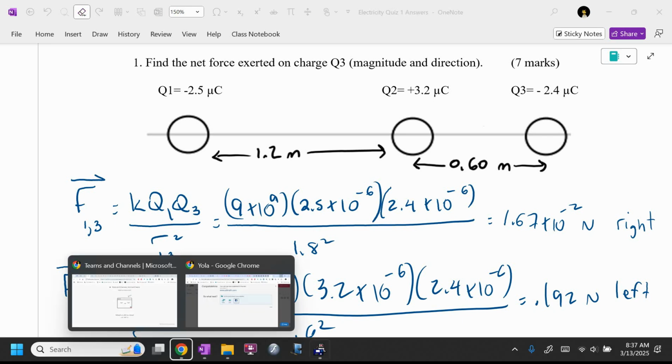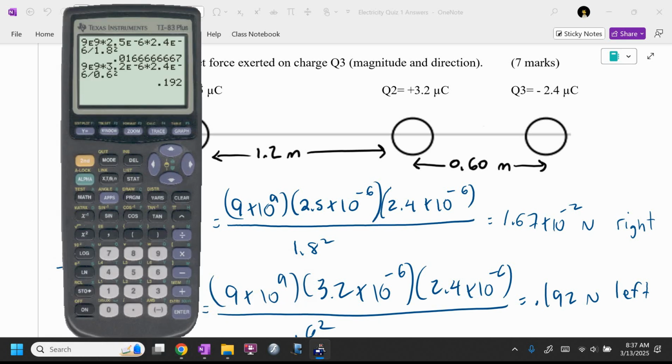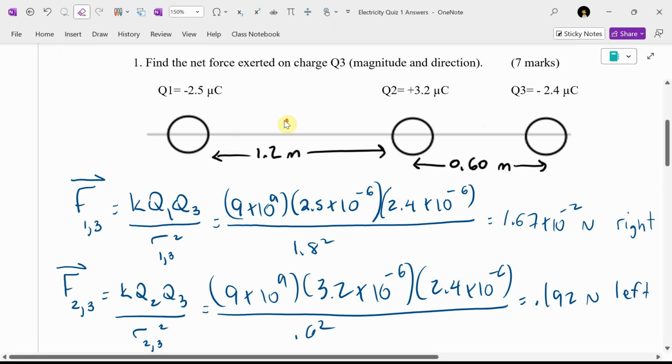So how am I going to add these two together? Lost my calculator. I'm going to go winner minus loser. It's going to be 0.192. I'll go answer button. And then minus 0.01 and I'll just do a bunch of sixes. That's pretty close. And I get 1.75 newtons. Let me write this out.